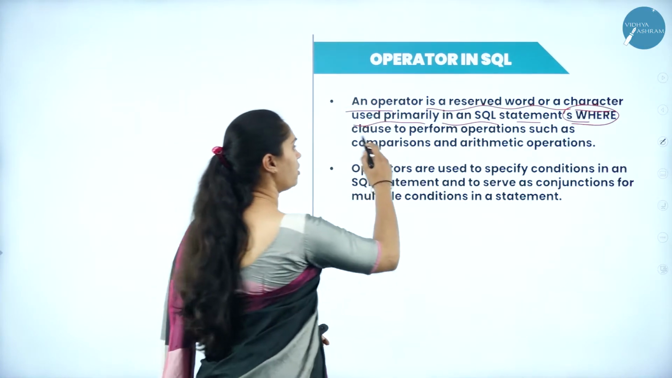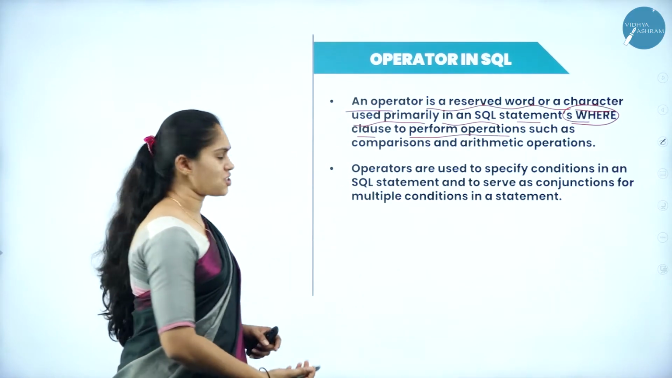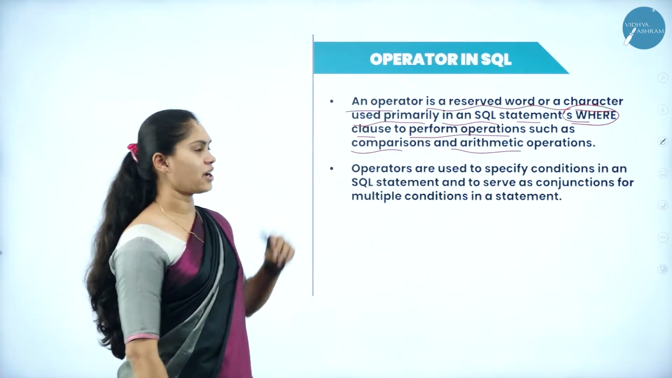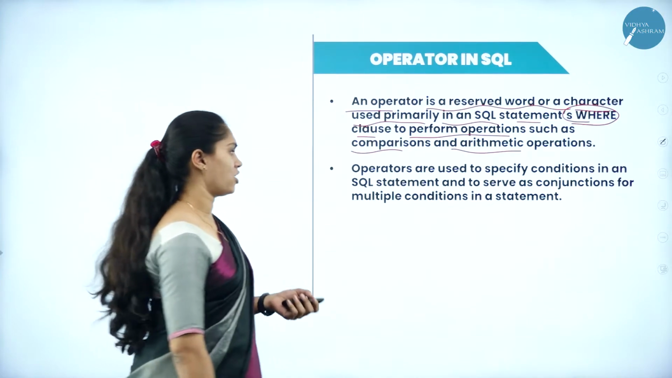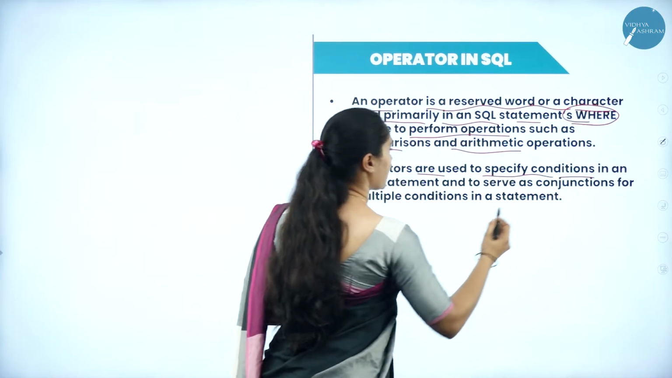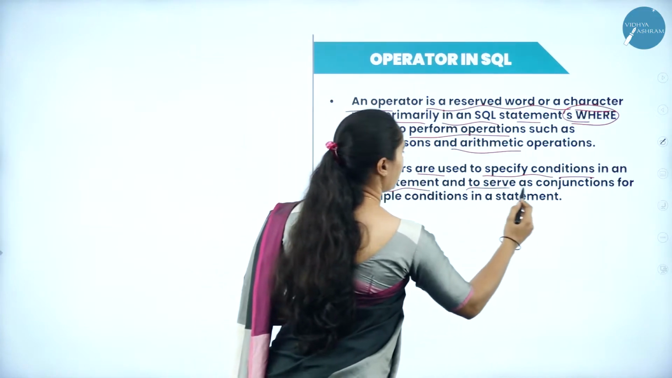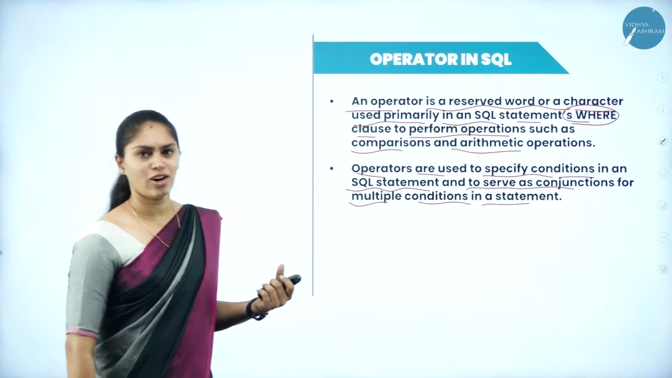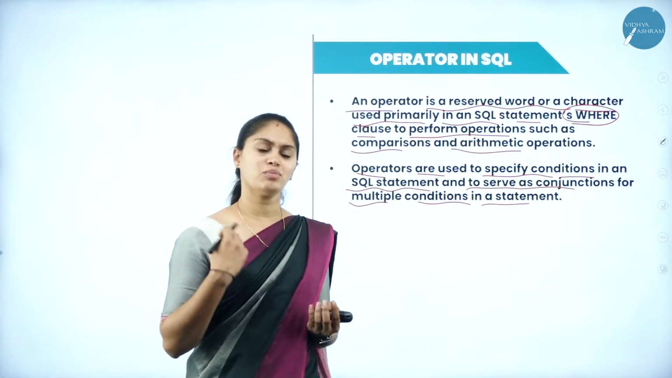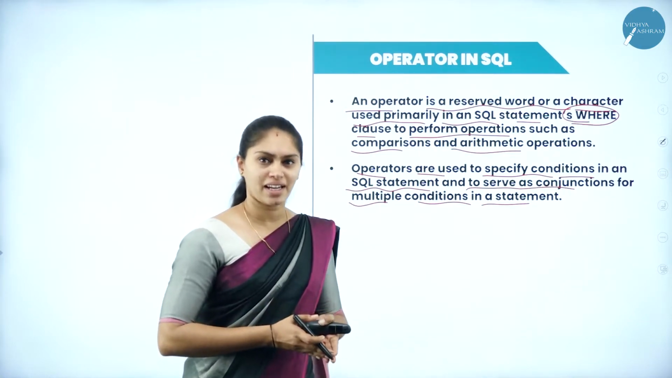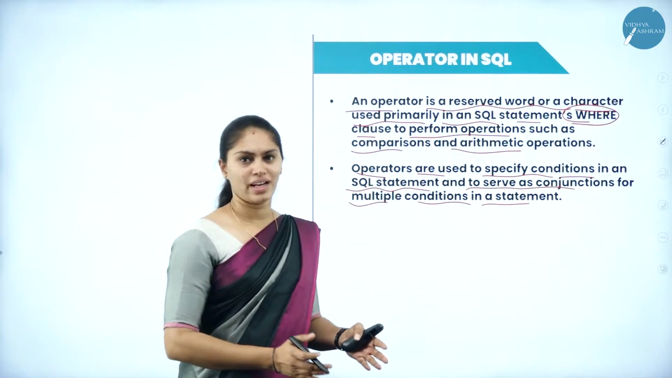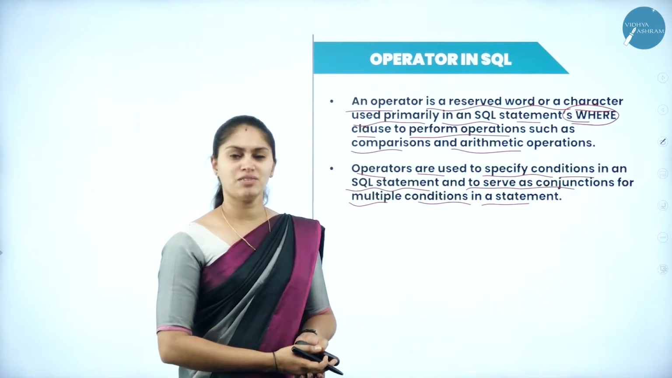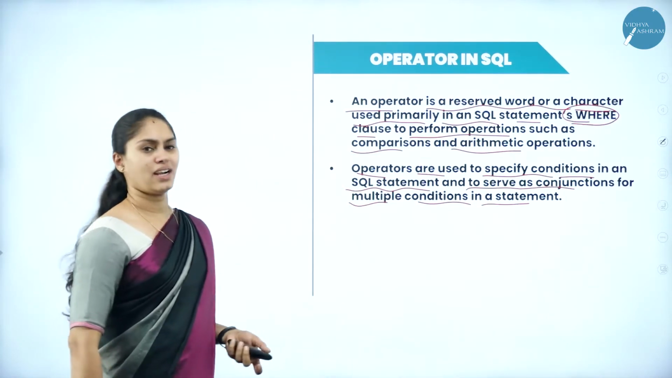Also, to perform operations related to comparisons, arithmetic, or logical operations, we use the operators of SQL. Operators are used to specify conditions in an SQL statement and to serve as a conjunction for multiple conditions in a statement. When I give a query, it may not be a single line; there could be more than one line of commands. So operators build a connection from one query to another, and for arithmetic operations, comparison, and logical operations, we have these operators in SQL.